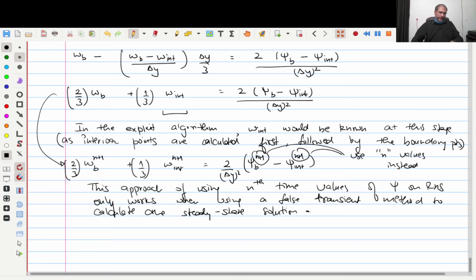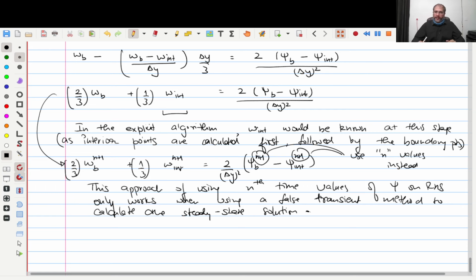Right. Now what would we do if we really wanted an actual transient algorithm, not a false transient, if you are interested in the intermediate time values of omega and psi? In that case, and I'll discuss that when we talk about the algorithm, we repeat the steps. So you will solve the omega equation first, and then you will be using the psi at the nth time, because that's the only thing we can do, and then you visit the psi equation, you solve the psi values, and then you sort of repeat it again.